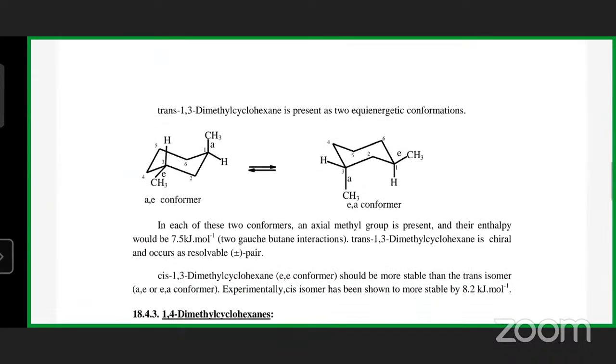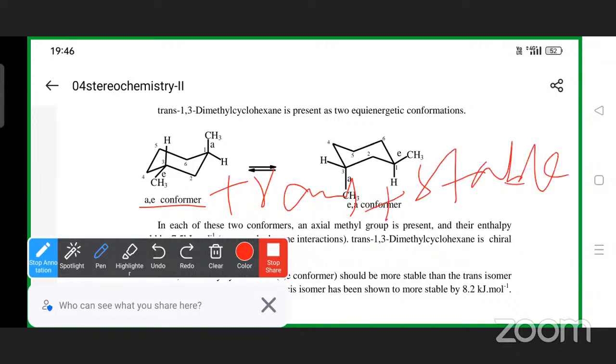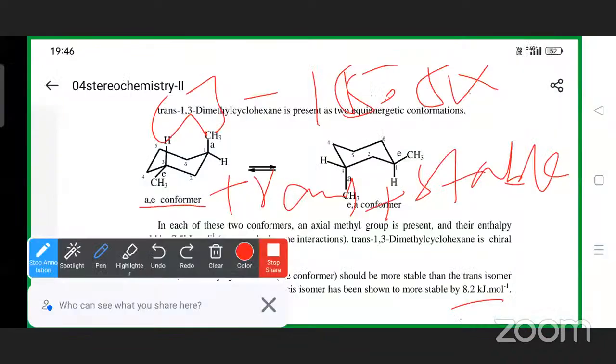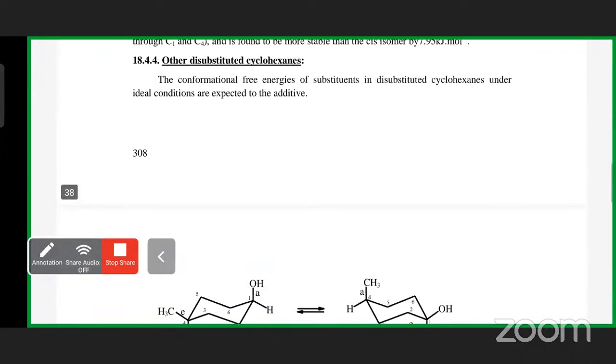So here this is the axial-equatorial conformation. This is a trans conformation. This is a stable conformation, right? Because the energy is 8.2, but for cis it is 15.5 here. So the more the energy, the less stable. So more stability is the difference of this. Right? So many examples are there here.